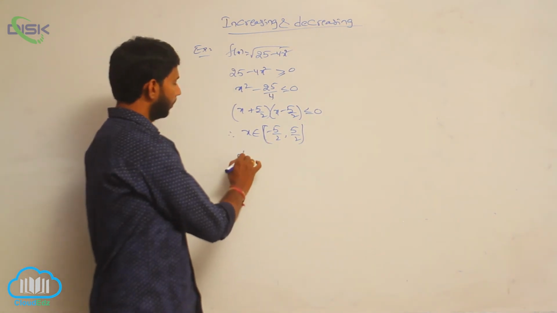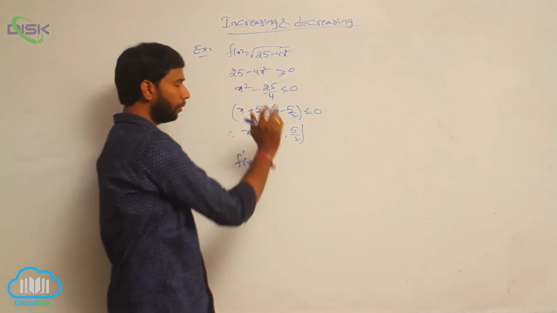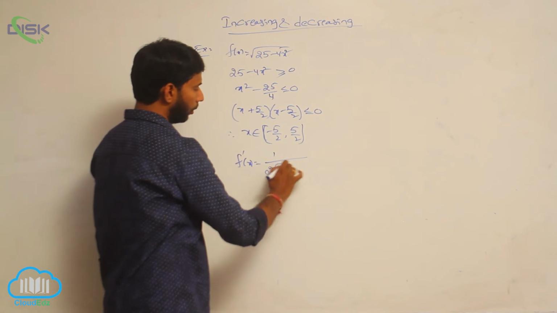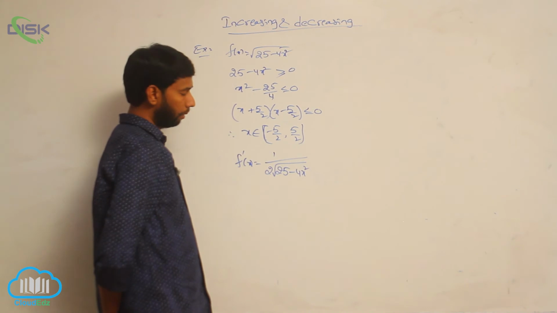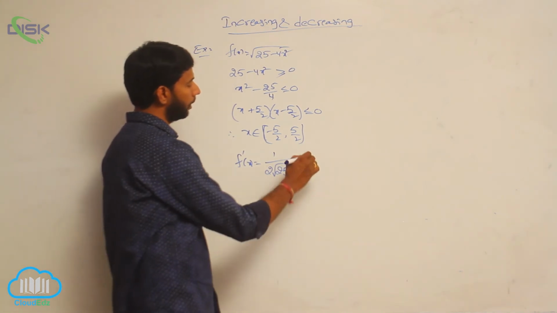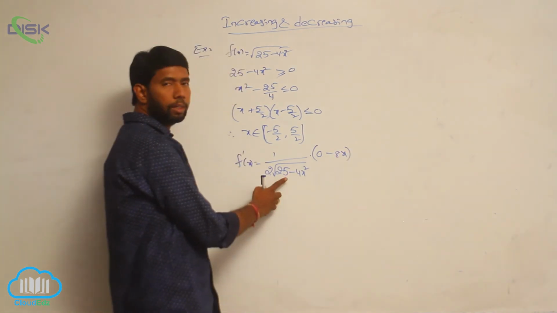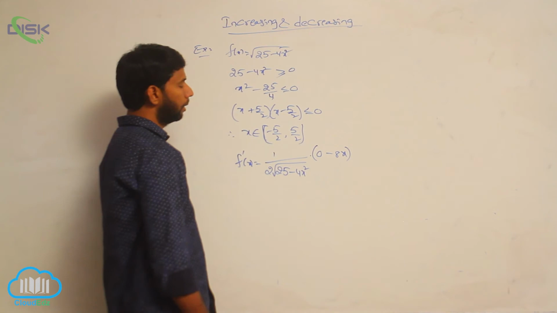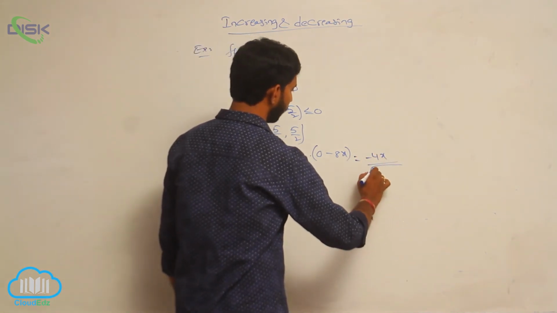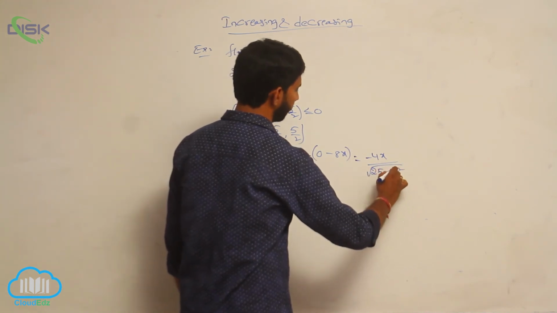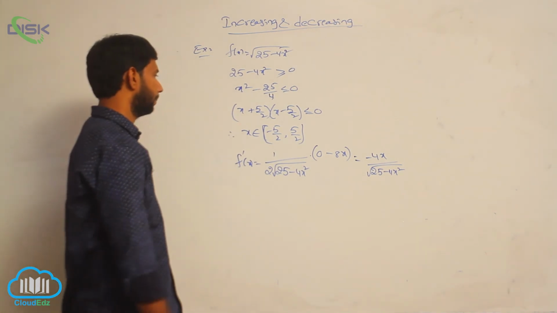The next step, f dash x. The given function is of the form root x. The derivative of root x is 1 by 2 root x, so 1 by 2 root of 25 minus 4x square, and its inner derivative is 0 minus 8x. Here 25 is a constant, and the derivative of minus 4x square is minus 8x, so f dash x is equal to minus 4x by square root of 25 minus 4x square.